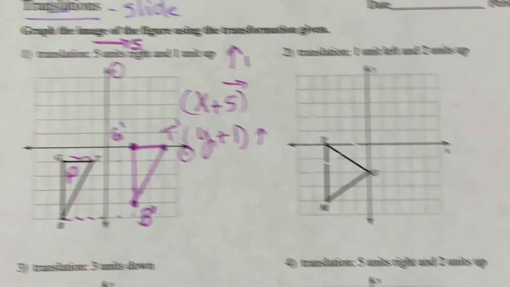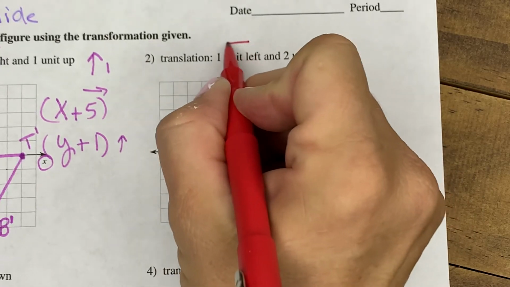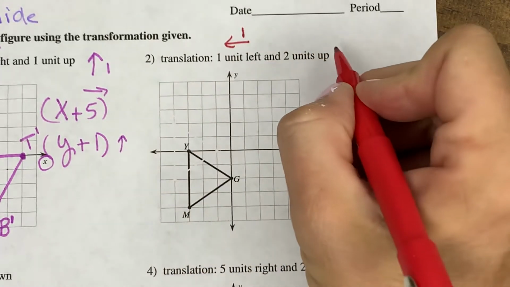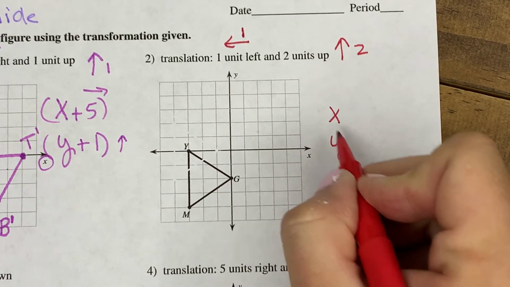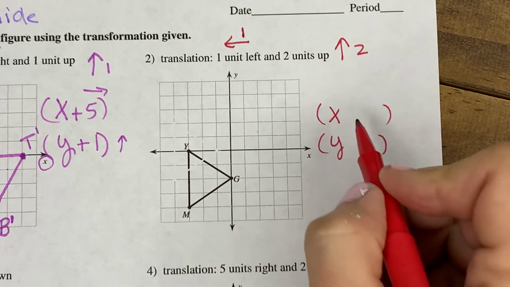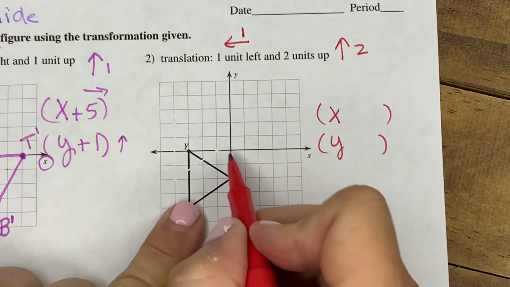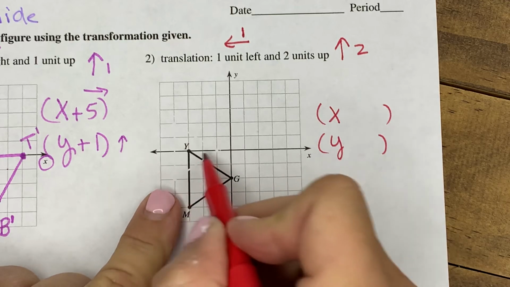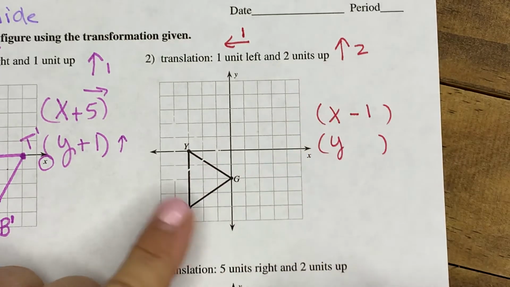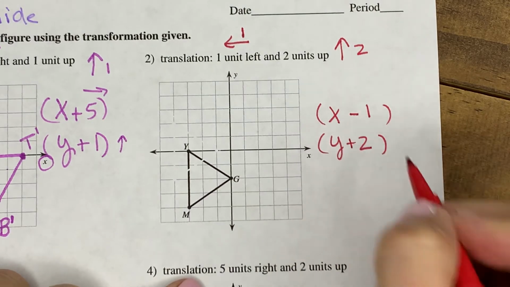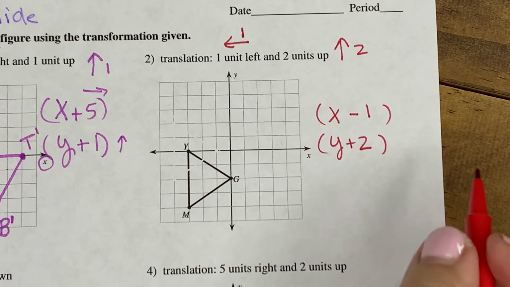Okay? All right, number 2, our rule says we're going to go to the left 1. So I'm going to draw my arrow, and I'm going to go to the left 1, and then I'm going up 2. Okay? So I know I'm only going to move on the X and Y axis. If I go on X, I go left and right. If I go left, remember when I go left, I start getting into the negative, so that's negative. So I'm going to go -1. If I go up on the Y axis, that's positive, so it's +2. So there's my rule.